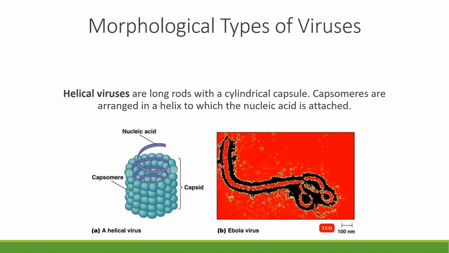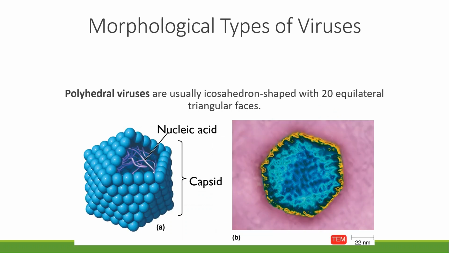Another example is rabies virus. Rabies viruses are also helical viruses.